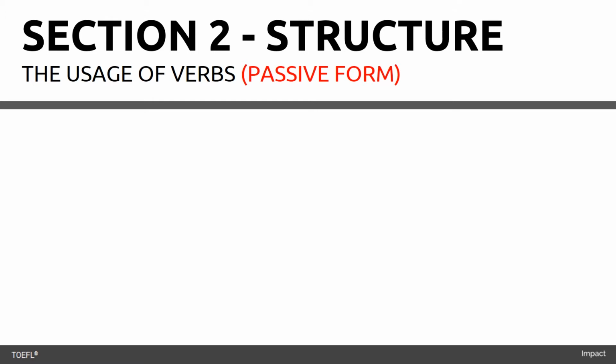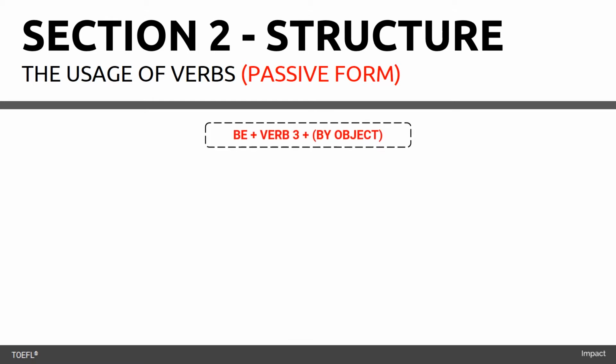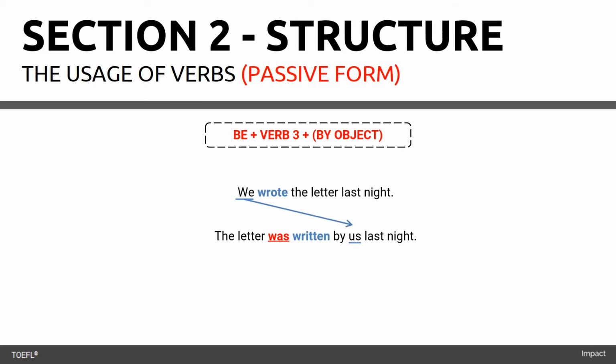Now we move to the usage of verbs in passive forms. The passive form goes with this structure, a to be followed by verb 3 followed by the object. The object part is optional. Let's look at the first example. We wrote the letter last night. In the passive form, it becomes the letter was written by us last night. We is a subject. It becomes us, which is an object. And the letter moves to the front and it becomes the subject. The letter was written by us last night.